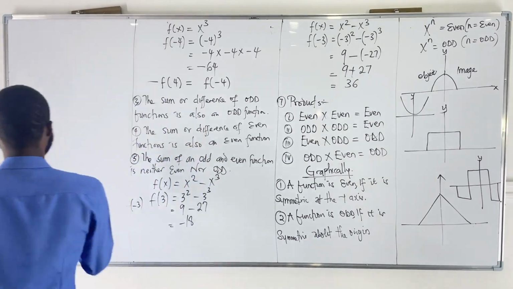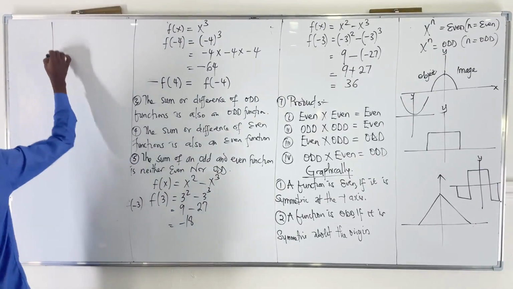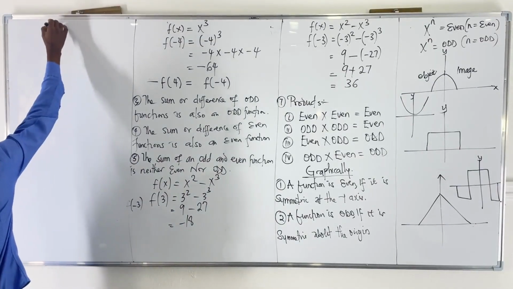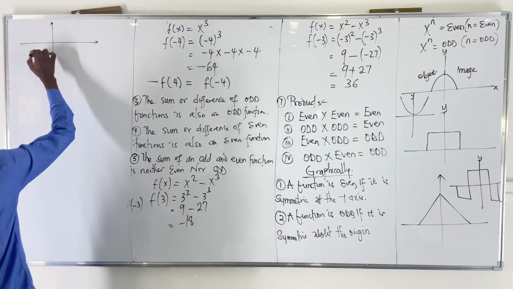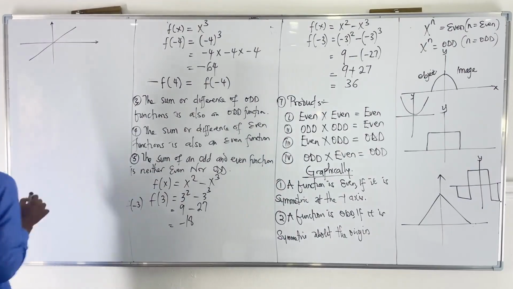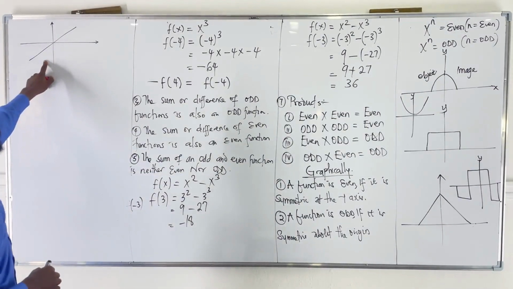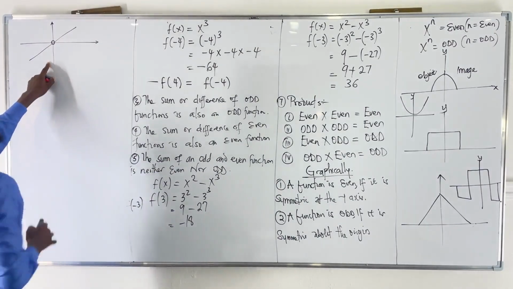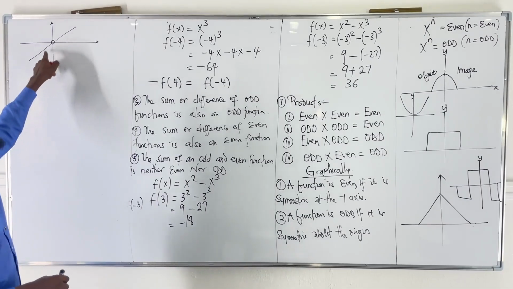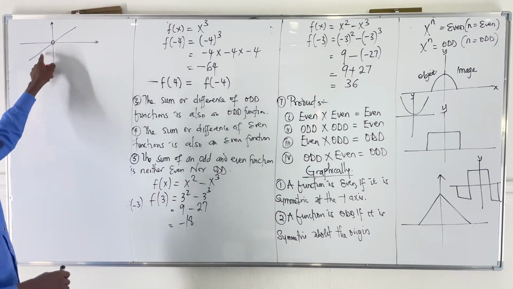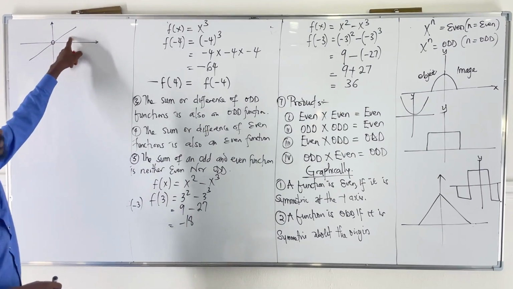Take a look at this graph. So this is what I have. Now see, this right here is a straight line. Now this is the origin. This function is going to be an odd function. This function you see here is actually an odd function. So we say that this is symmetric at the origin. It is having its symmetry at the origin.